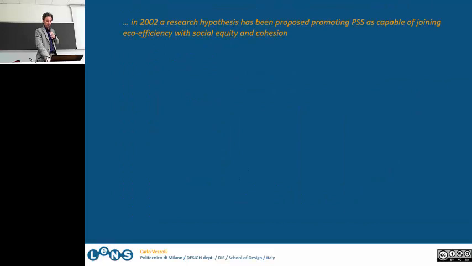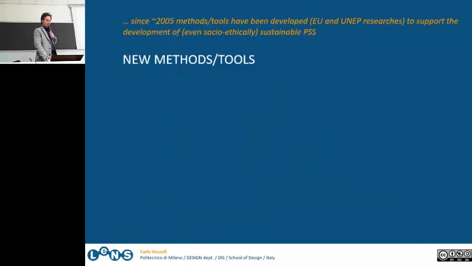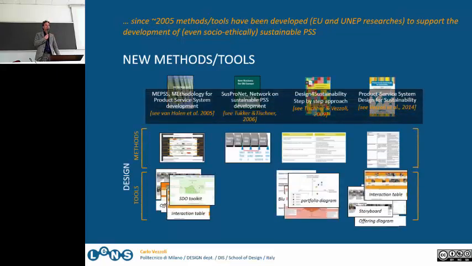Okay, if this were the business model, of course, and here is the first understanding and the first statement of this, in this publication of UNEP in 2002, to give you an idea of when this work came out. After a while, again thanks to some EU-funded projects and United Nations Environment Programme projects, some design tools and methods and knowledge have been developed. So not just for designing PSS for environmental and economic dimensions, but even for the socio-ethical dimension.